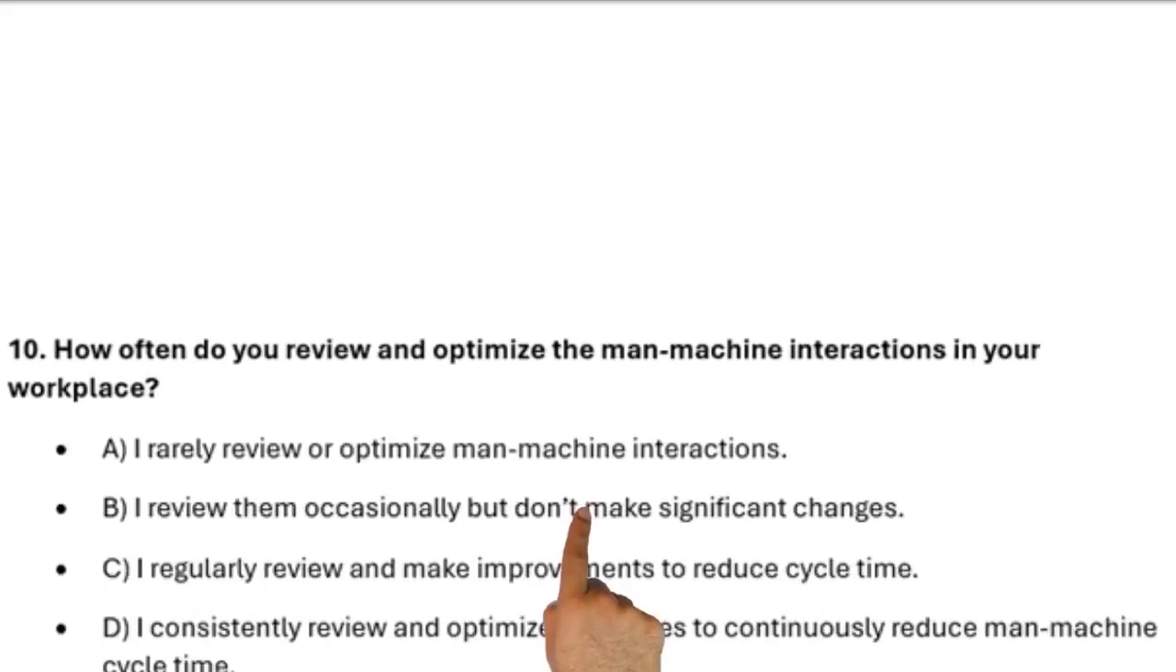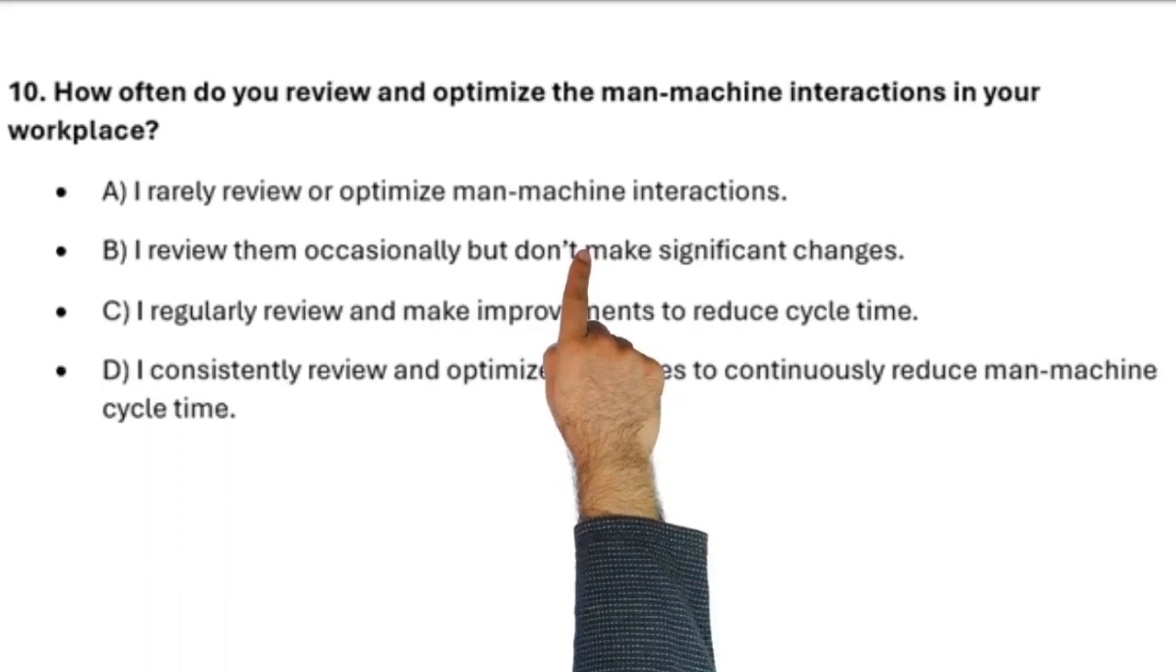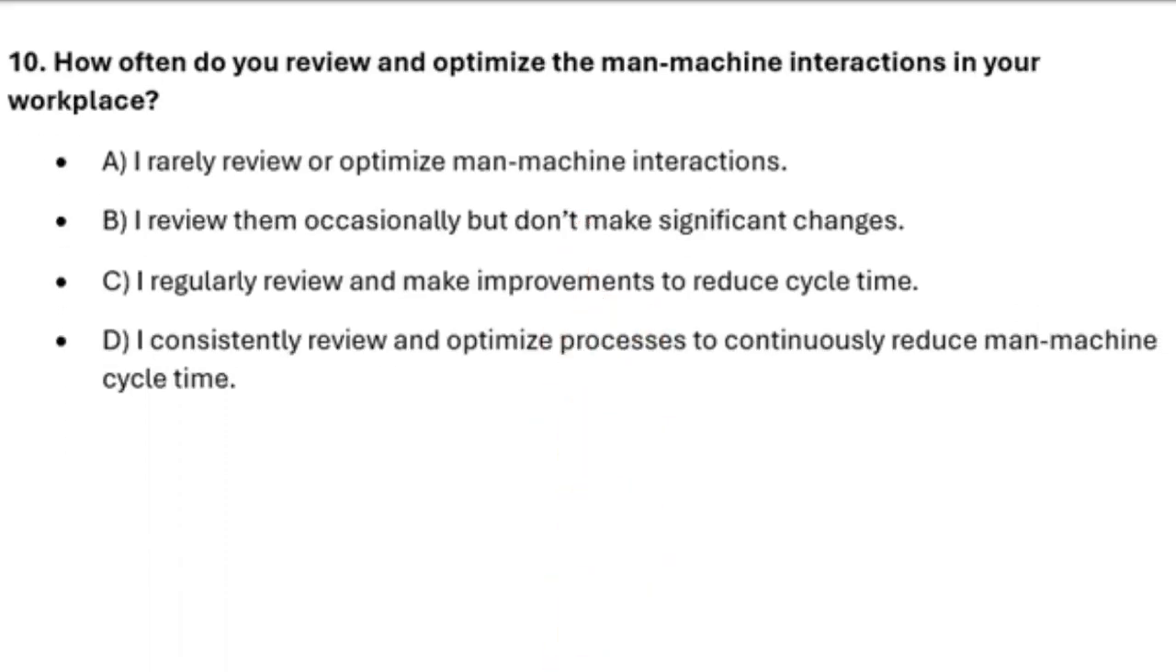10. How often do you review and optimize the man-machine interactions in your workplace? A. I rarely review or optimize man-machine interactions. B. I review them occasionally but don't make significant changes. C. I regularly review and make improvements to reduce cycle time. D. I consistently review and optimize processes to continuously reduce man-machine cycle time.